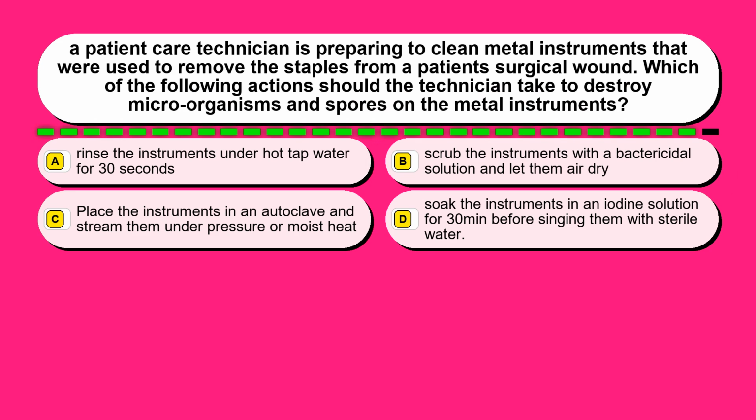Question 13. A patient care technician is preparing to clean metal instruments that were used to remove the staples from a patient's surgical wound. Which of the following actions should the technician take to destroy microorganisms and spores on the metal instruments? Option A, rinse the instruments under hot tap water for 30 seconds. Option B, scrub the instruments with a bactericidal solution and let them air dry. Option C, place the instruments in an autoclave and steam them under pressure or moist heat. Option D, soak the instruments in an iodine solution for 30 minutes before rinsing them with sterile water.